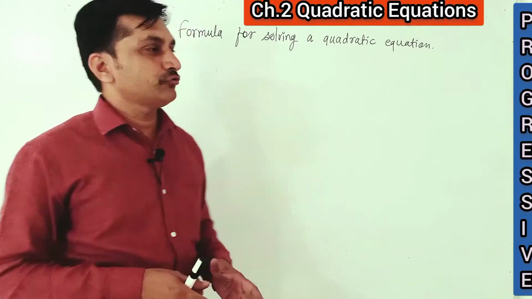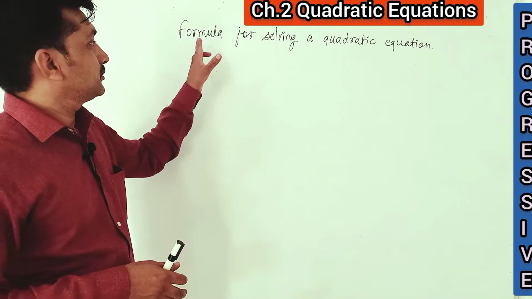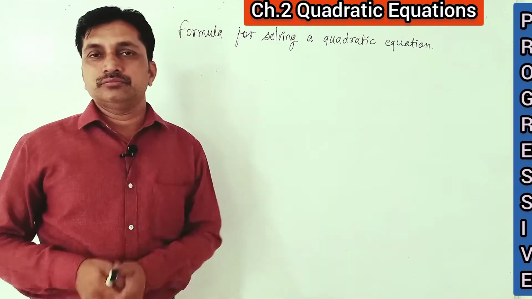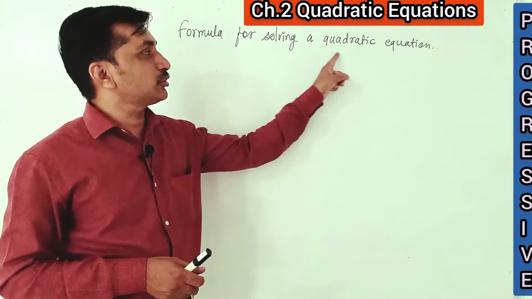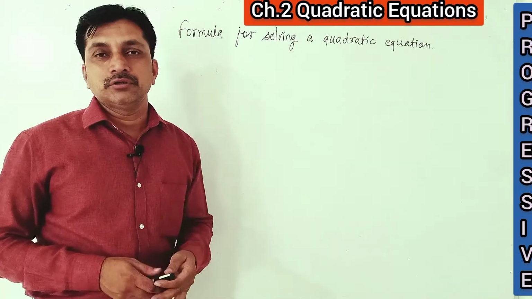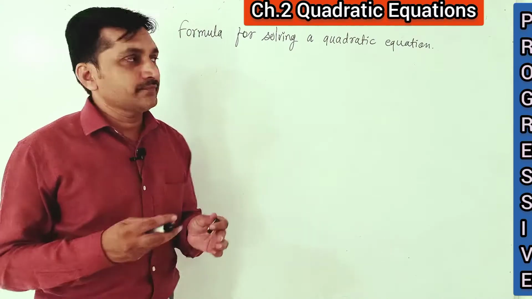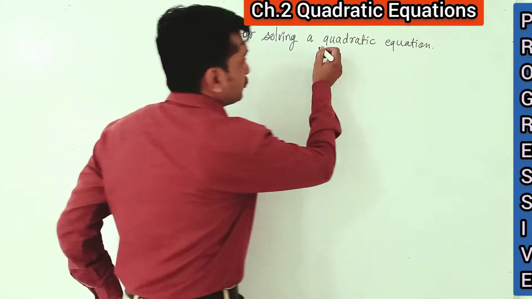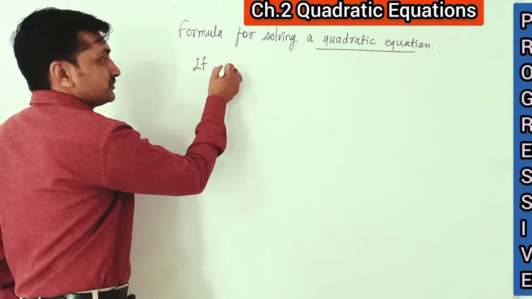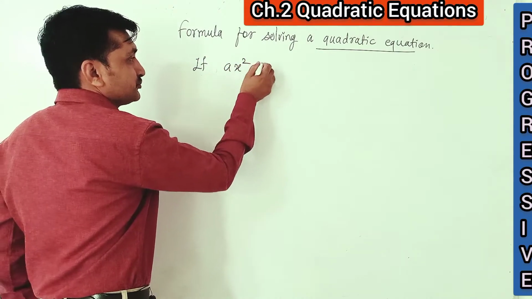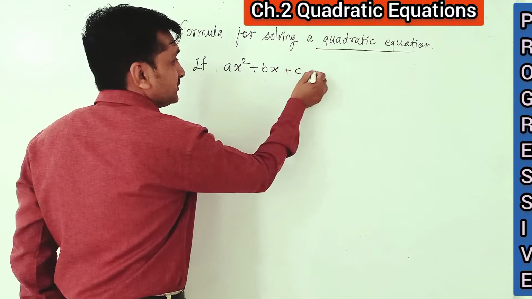In this video we are going to study the formula method. That is, the formula for solving a quadratic equation. Now what is the formula method? We know that the standard form of a quadratic equation is ax square plus bx plus c is equal to 0.